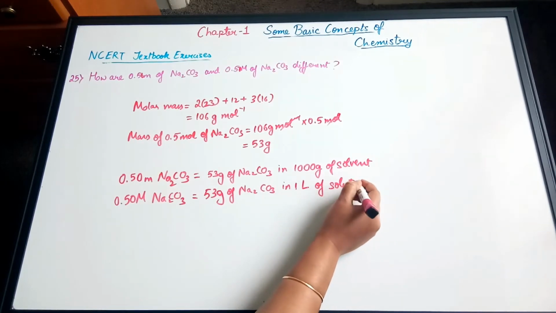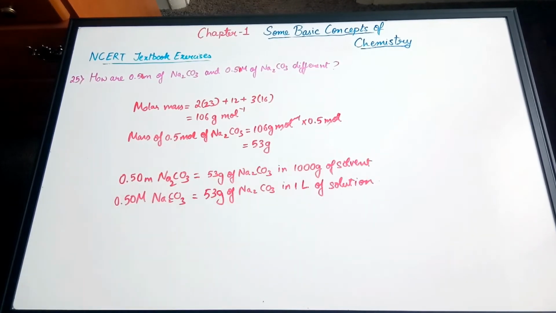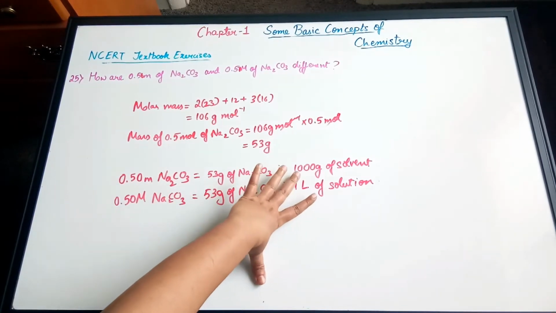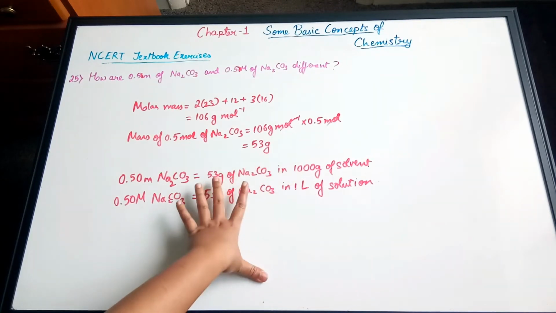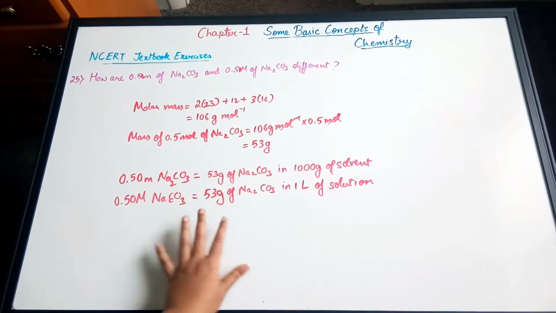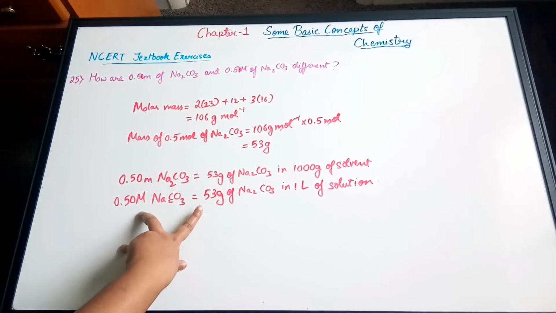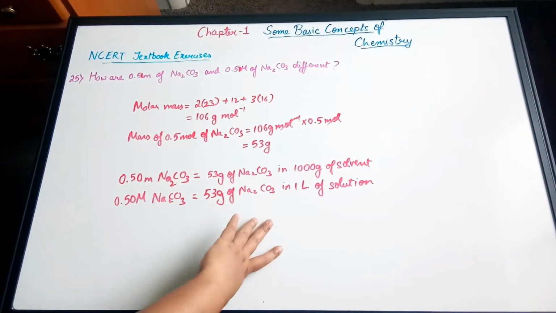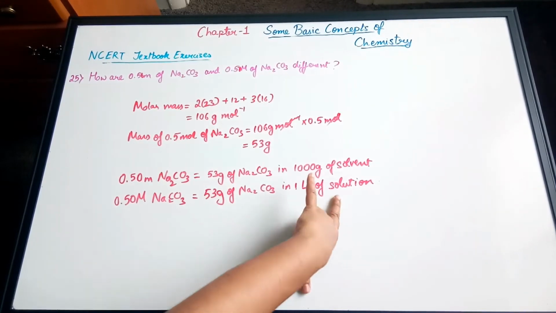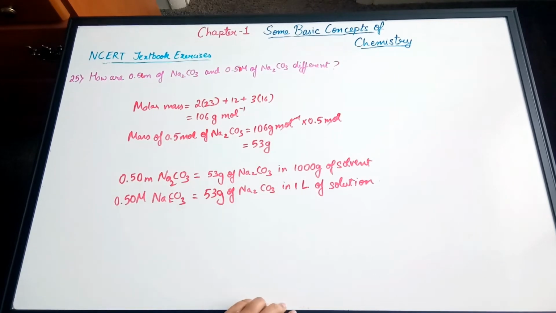This is basically the definitions of molarity and molality. In molality, it has to do with the mass of the solvent. So 53 grams of Na2CO3 is in 1000 grams of the solvent, whereas 0.50 molar is 53 grams of Na2CO3 in 1 liter of the solution. So here it is the solution, here it's just the solvent.